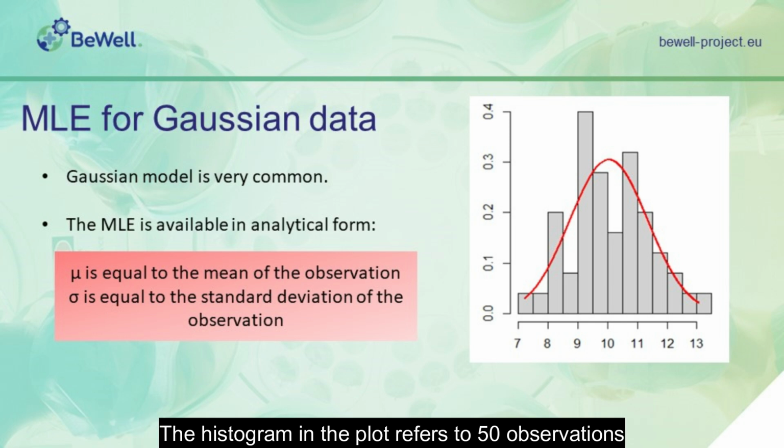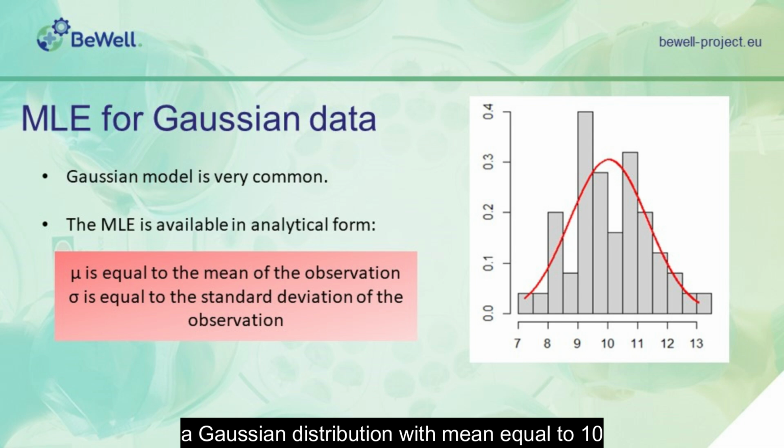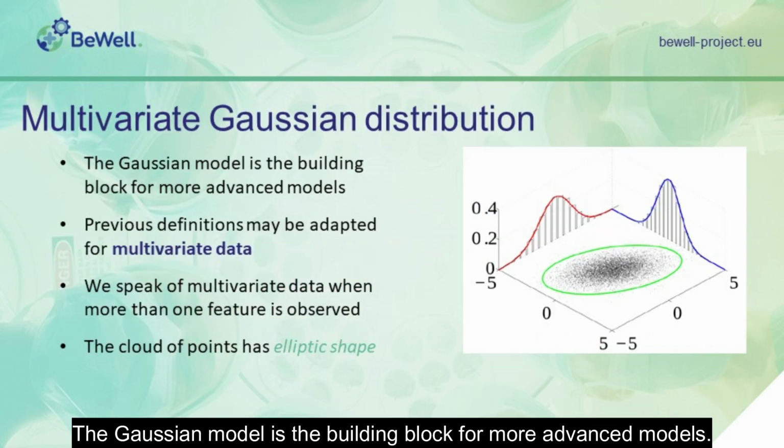The histogram in the plot refers to 50 observations generated by sampling from a Gaussian distribution with mean equal to 10, and standard deviation equal to 2. The estimated density in red is indeed very similar to the true one. The Gaussian model is the building block for more advanced models.